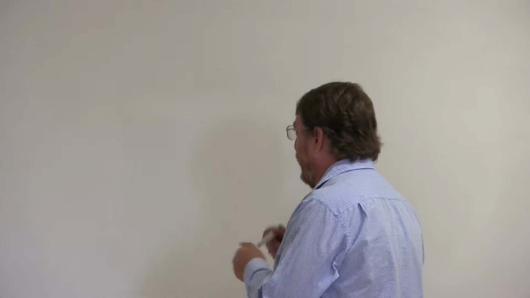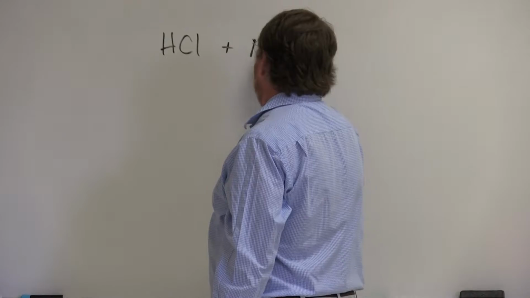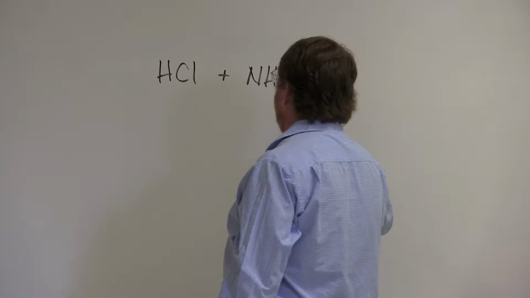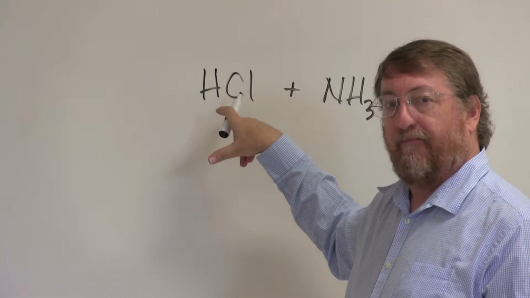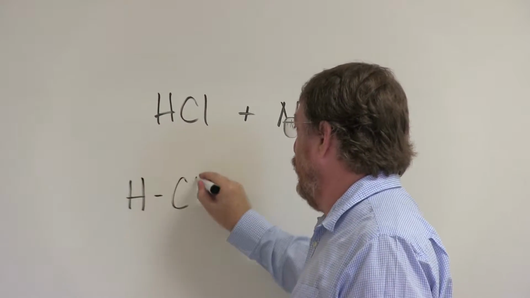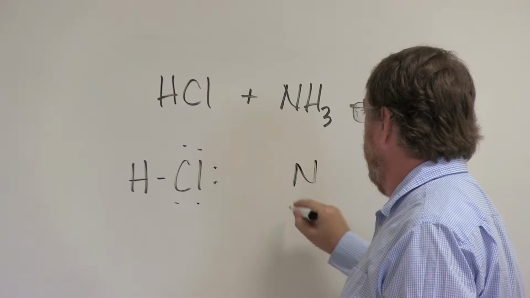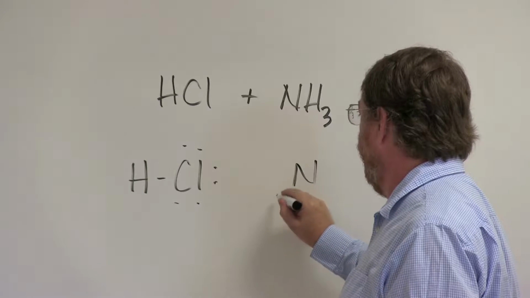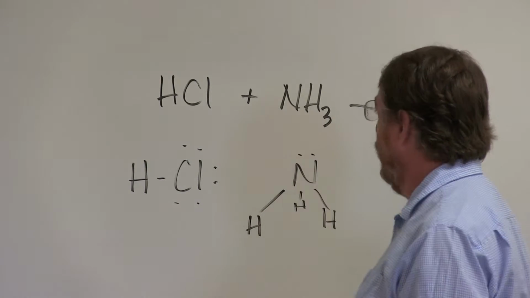If we have a simple reaction, HCl reacting with ammonia, then we know hydrochloric acid is an acid. And so we can draw a Lewis structure of this. It'll be pretty simple, looking like that. Ammonia is actually a trigonal pyramidal structure, so it's going to look like this.